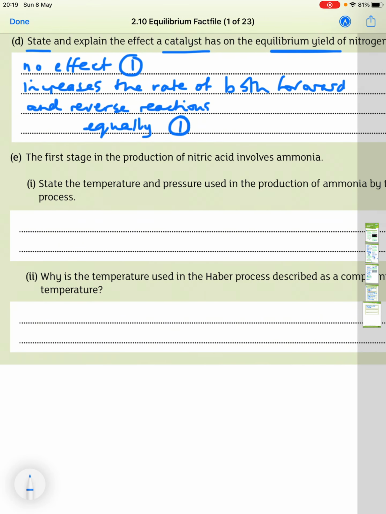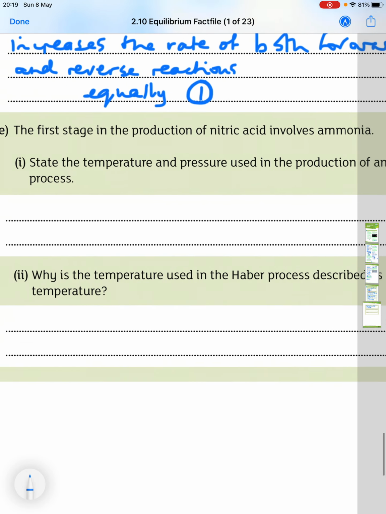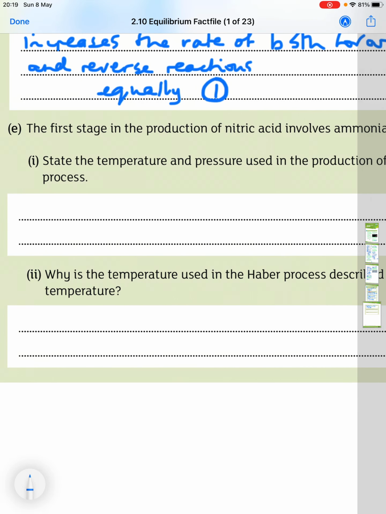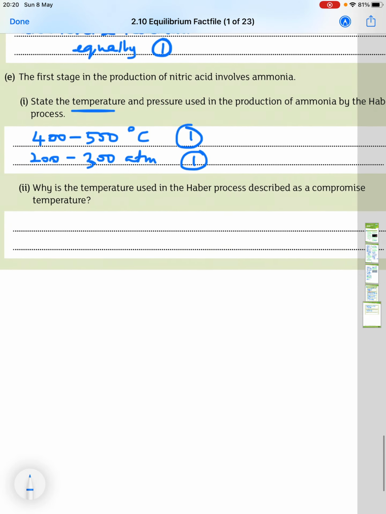So next it asks about the temperature and pressure used in the production of ammonia by the Haber process. And this is one that you really do need to learn. So what the mark scheme says is between 400 to 500 degrees C. So that's 1 mark for the temperature. And then 200 to 300 atmospheres for the pressure. So you probably would have been taught 450 degrees and 250 atmospheres, but anywhere in that range would have been accepted.